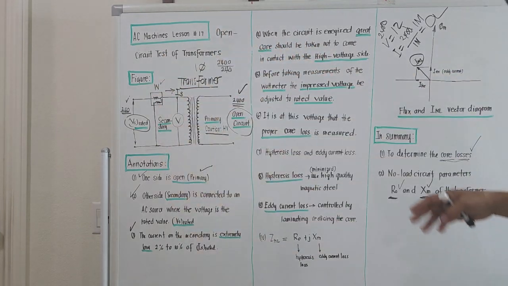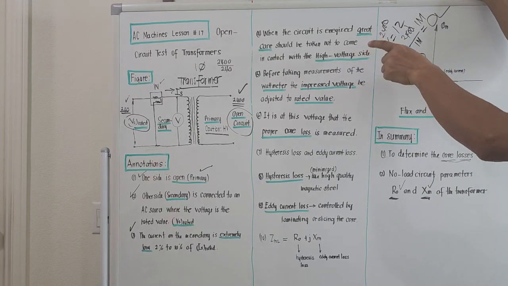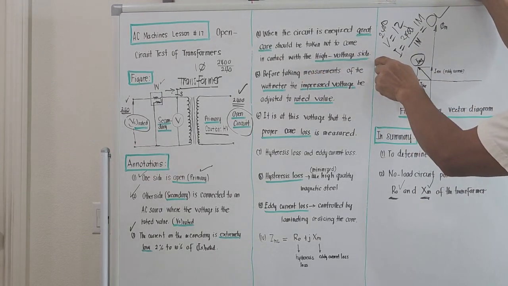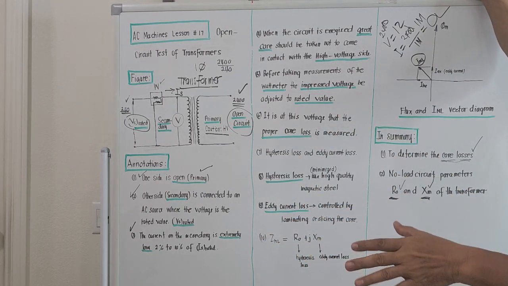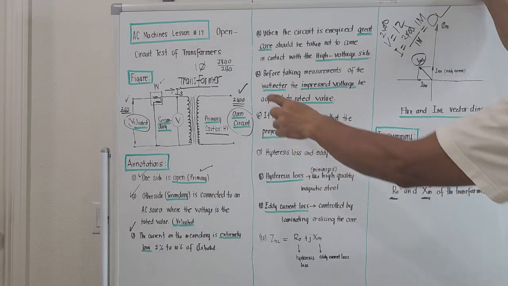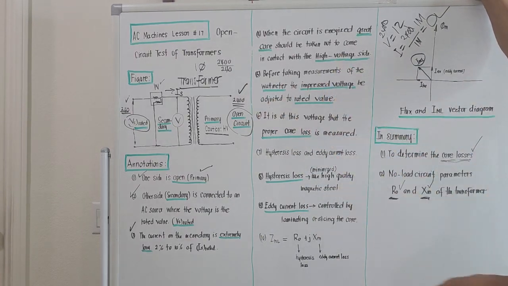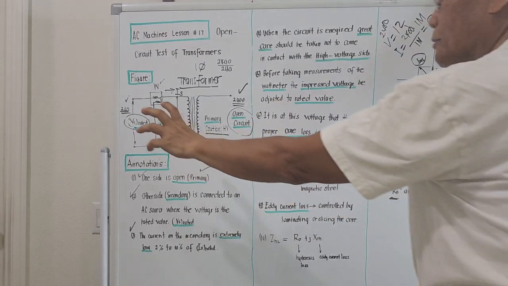Okay, I will try to repeat it. When the circuit is energized, great care should be taken not to come in contact with the high voltage side. Okay? That is for the safety of the so-called experimenters, right? The one performing the experiment. Number 5. Before taking measurements of the wattmeter, of course, you apply 240 here.